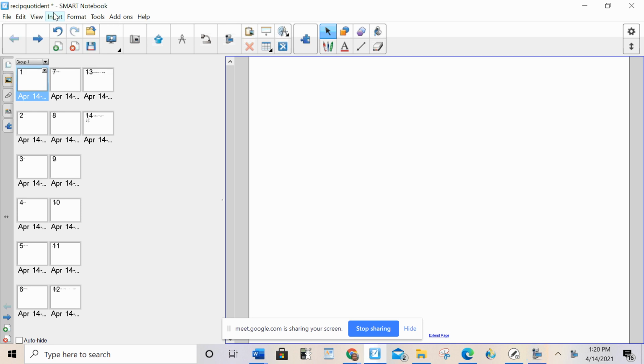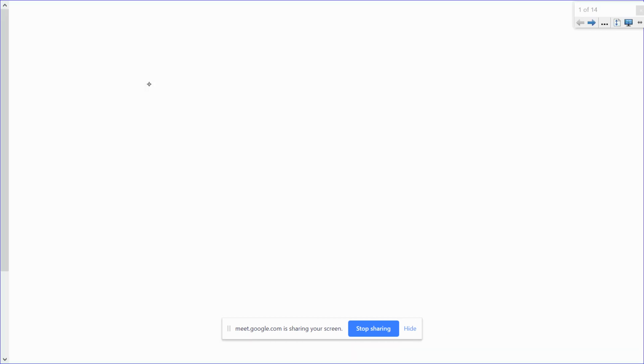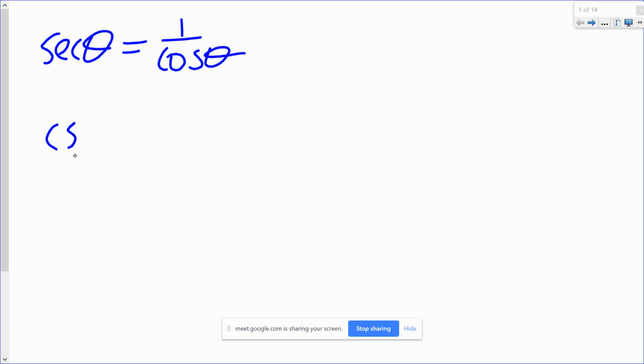All right, so today we are going to talk about the reciprocal and quotient identities. We want to express everything in terms of sine and cosine. We have our song, which we just played before. S goes with C. Secant theta equals 1 over cosine, and we did talk about that in an earlier lesson. C goes with S. Cosecant theta is the reciprocal of sine.